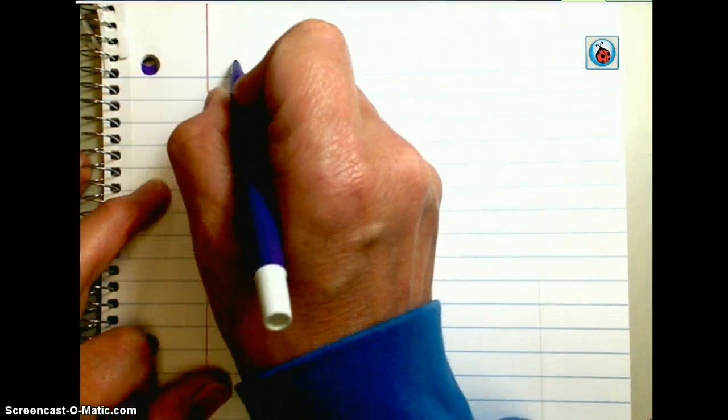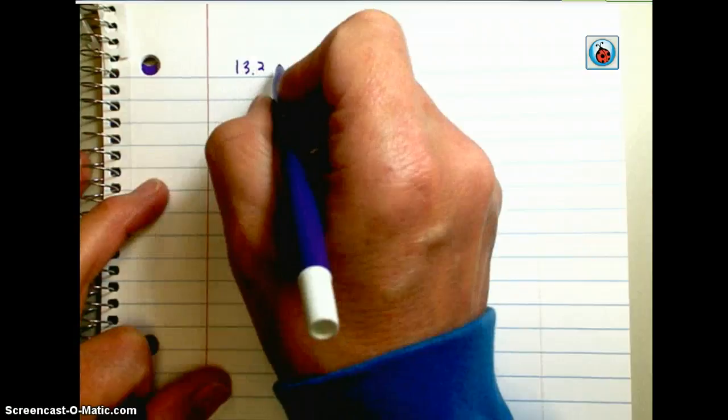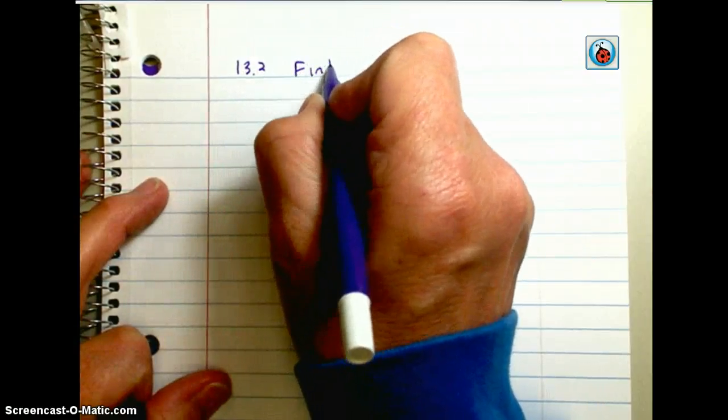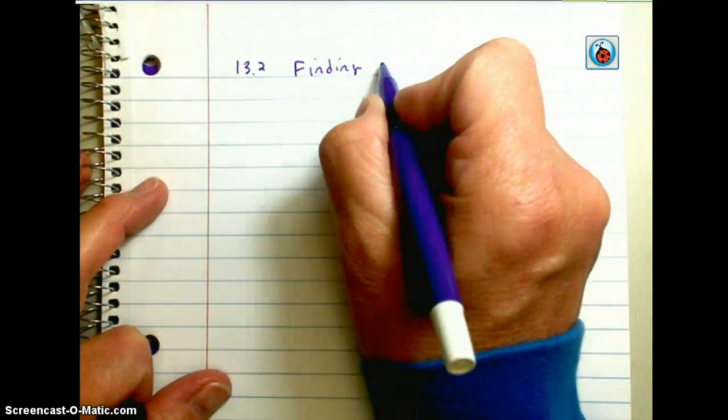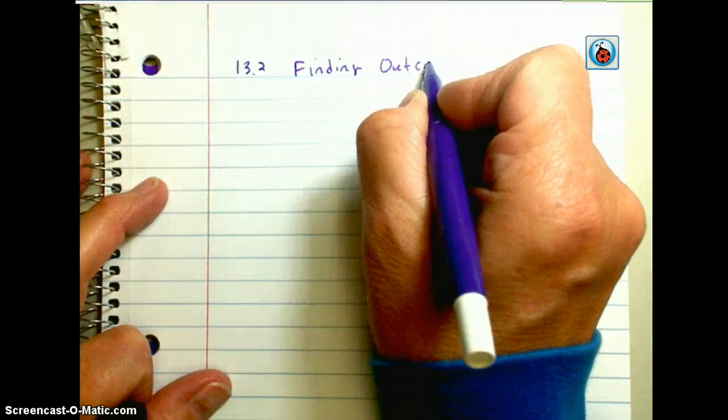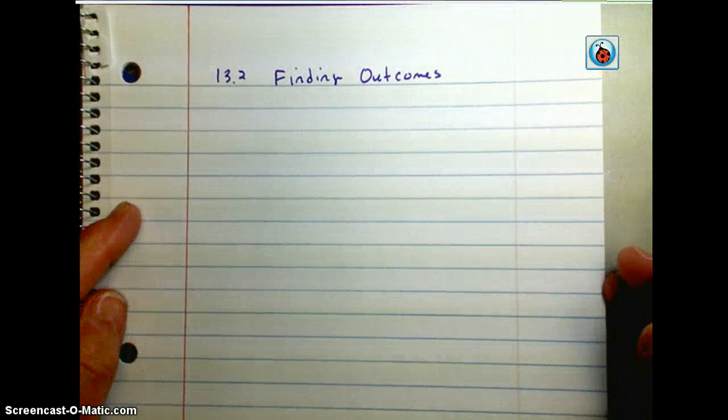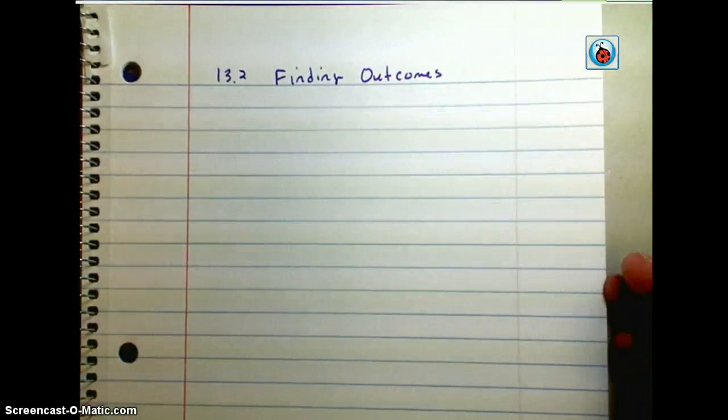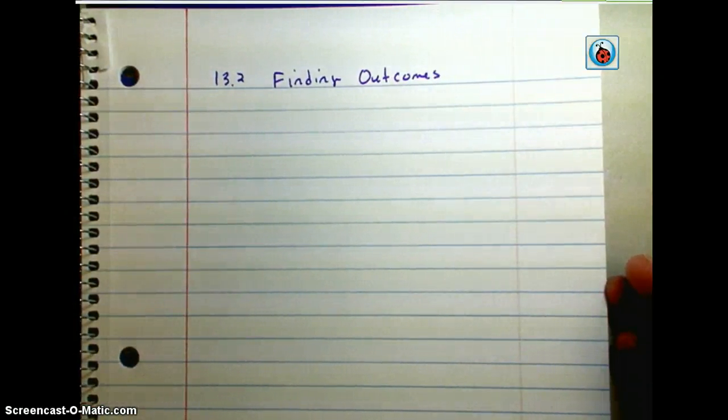All right, welcome to lesson 13.2, and this lesson is called Finding Outcomes, and you need to get your math journal so that we can write down some notes about finding outcomes. Now, in lesson 13.1, we identified outcomes, different kinds of outcomes, and so what we're going to do in lesson 13.2 is we're going to use diagrams and tables and lists to find the outcomes.